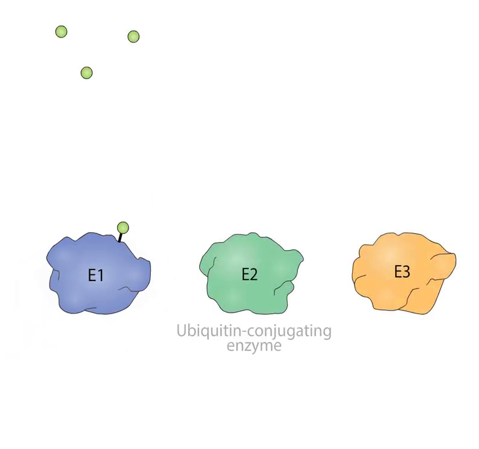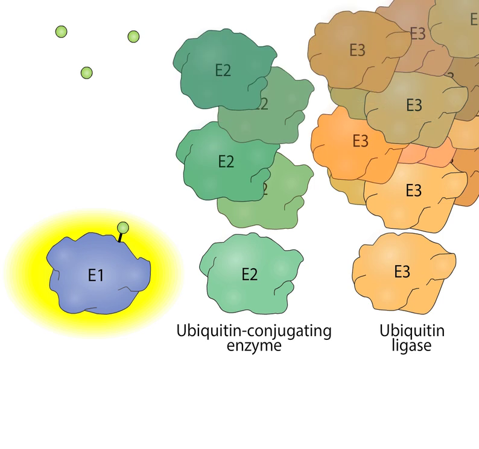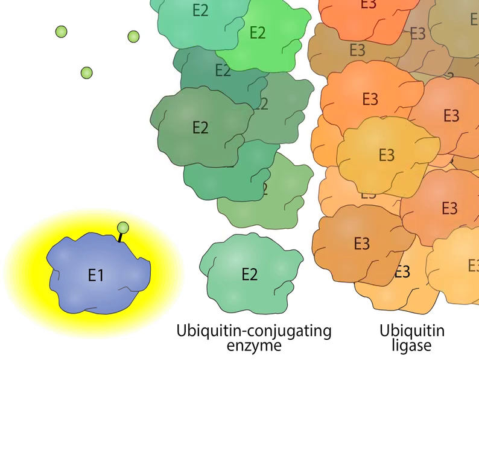E2, called a ubiquitin conjugating enzyme, and E3, called ubiquitin ligase, work in concert with E1 to add ubiquitin to target proteins. Most cells contain a single type of E1, but have several types of E2 enzymes and a large number of distinct types of E3 enzymes. Different E3s recognize different substrate proteins, a process which confers specificity to the ubiquitin-proteasome pathway.